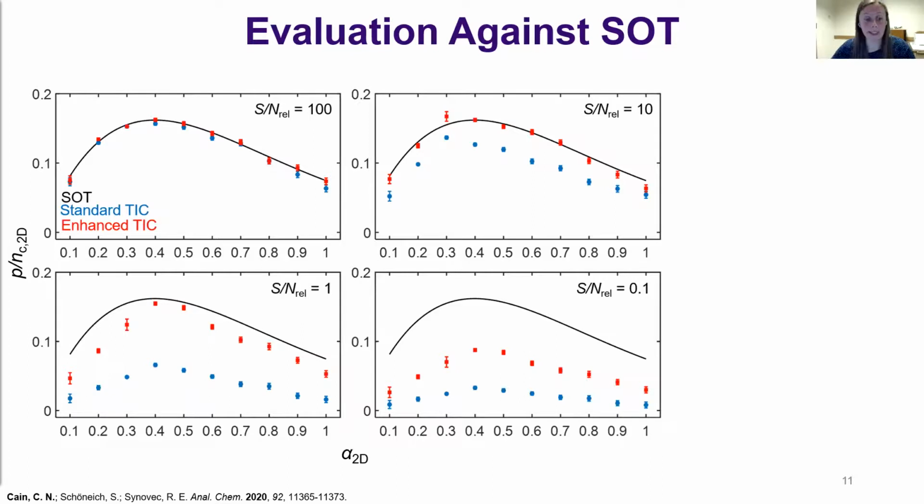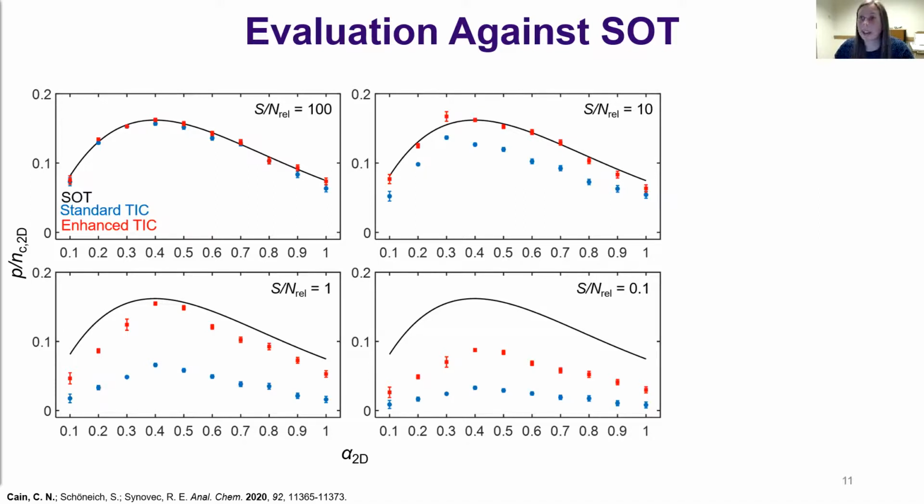And so what we can see is at a signal to noise ratio of 100, both the enhanced tick and standard tick predict comparably well to what the predictions made by statistical overlap theory are. However, when we get to a signal to noise ratio of 1, that's when our standard tick has greatly deviated from predictions made by statistical overlap theory, and our enhanced tick starts to deviate as well. And then at a signal to noise ratio of 0.1, that is where our enhanced tick starts to deviate from predictions made by statistical overlap theory.